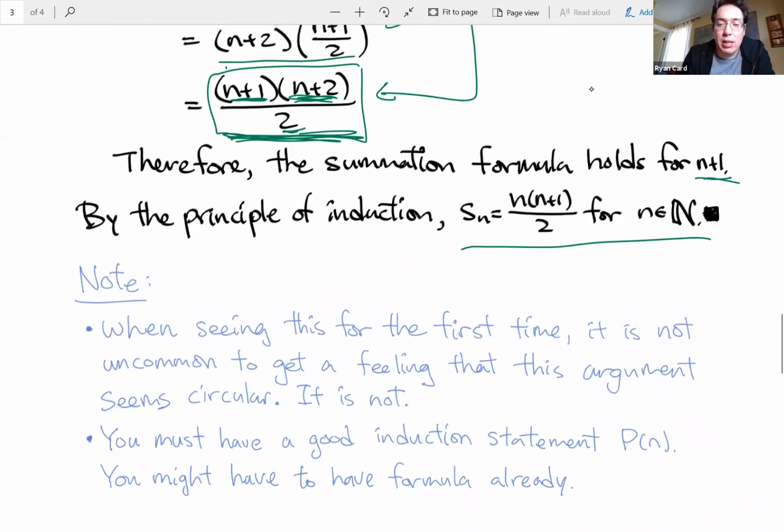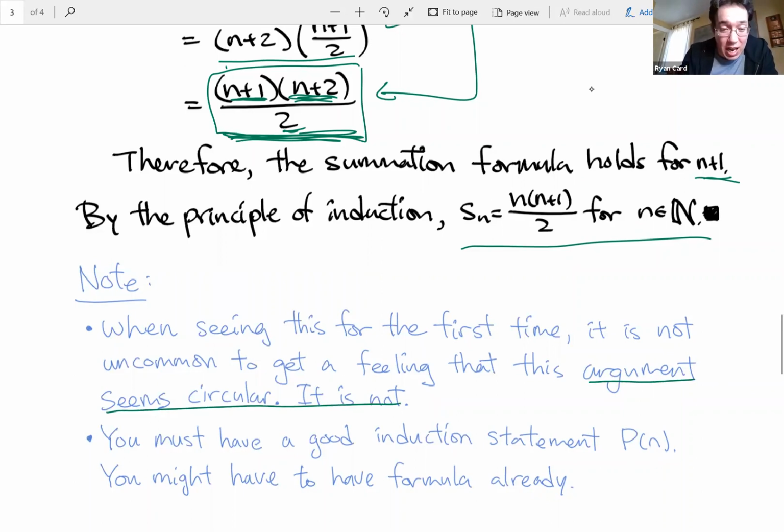So there are two things I want to comment on. Number one, this is an extremely powerful idea. You just have to check two things, and you get that the formula is true for any n whatsoever. So the sum from 1 to 17 is going to be 17 times 18 divided by 2. We proved infinitely many statements. Sometimes, for some students, this gives a kind of unsettling feeling that this argument sounds circular.